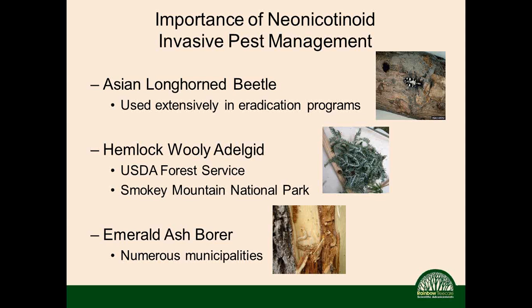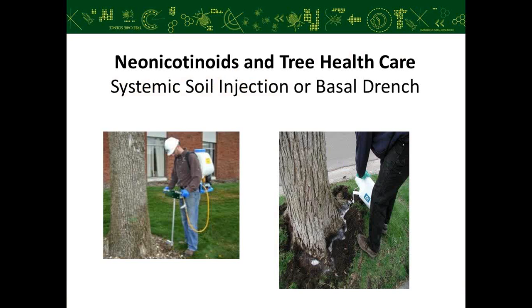Also, dinotefuran and imidacloprid have been used widely by the USDA Forest Service and a number of our national park services to manage woolly adelgid. And more recently, over the past 10 years, the use of these neonicotinoids for managing emerald ash borer, both for residential, commercial, and municipal properties, has really led to a lot of wide-scale treatments of these products and really helping us to preserve high-value trees and preserve trees in our urban forest. And so these are valuable tools for managing these destructive, devastating pests.